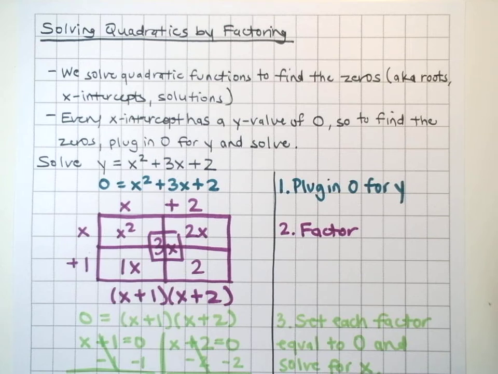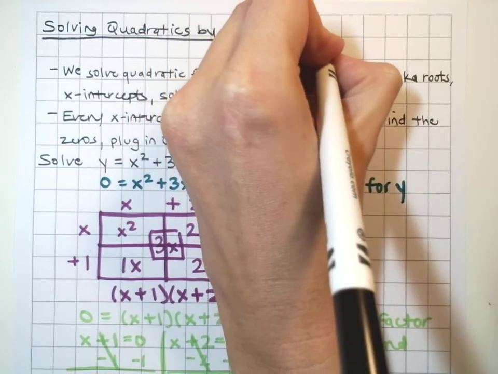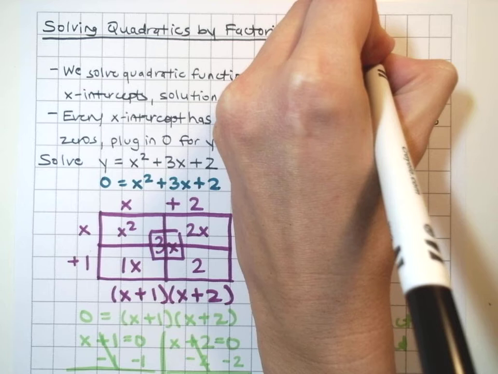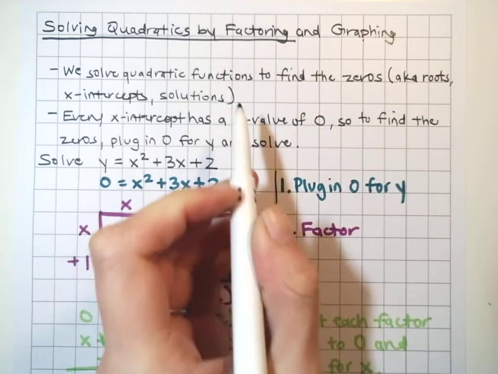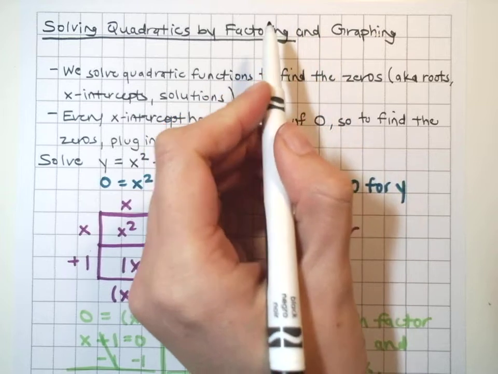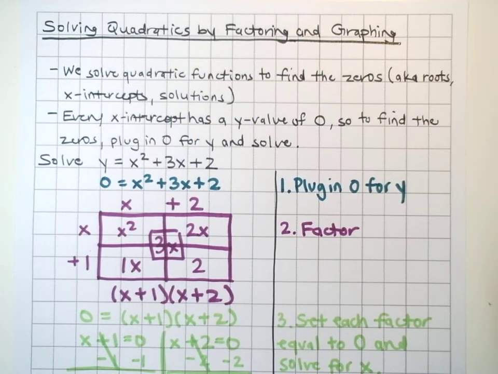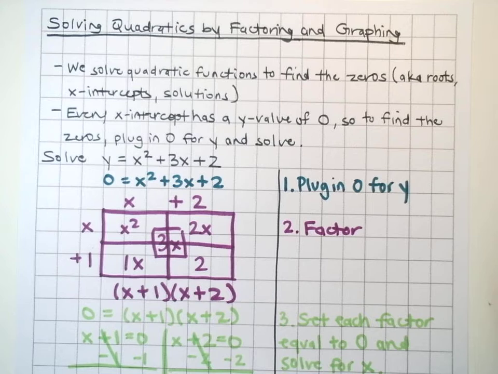Okay, so today, rather than having you rewrite all of these notes, because we're solving by factoring and graphing, we're just going to add to them. So go ahead and take out your notes from last time. You're solving quadratics by factoring. We're going to add and graphing. Hopefully you have enough space down at the bottom.